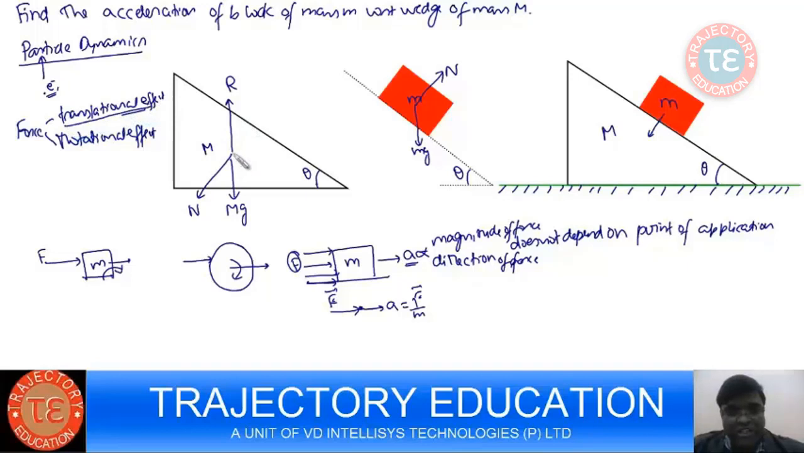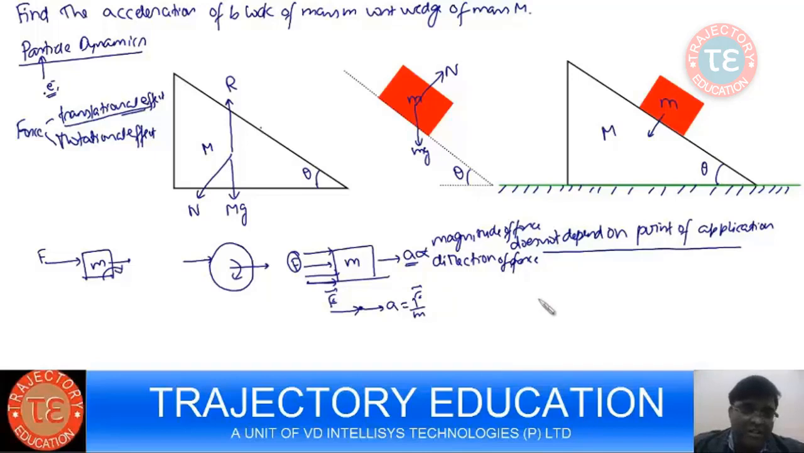So this whole wedge can be seen as a point particle, and there is no harm if I shift this force from this point to this point, because the point of application does not play any role in the change in translational state. It doesn't have any effect on the change in translational state. So I can shift this force from this point to any point. It does not depend on the point of application.